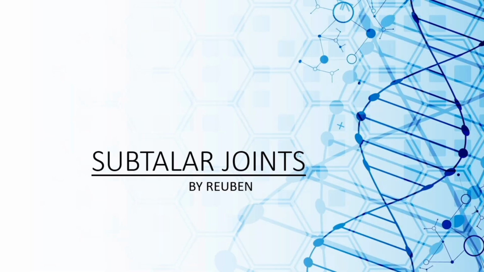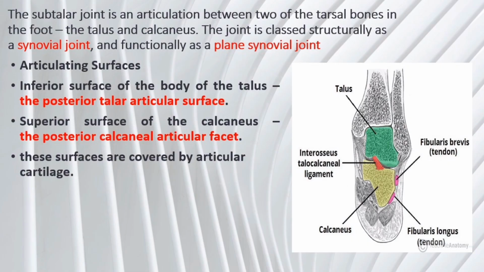The subtalar joint. The subtalar joint is an articulation between two of the tarsal bones in the foot, the talus and calcaneus. The joint is classed structurally as a synovial joint, and functionally as a plain synovial joint. This video will look at the anatomy of the subtalar joint, its articulating surfaces, movements and neurovascular supply.